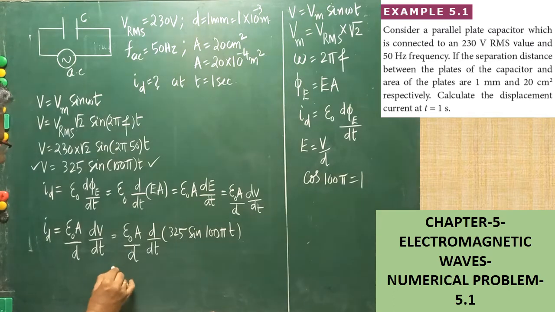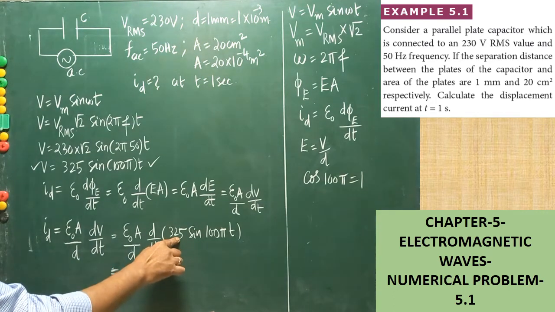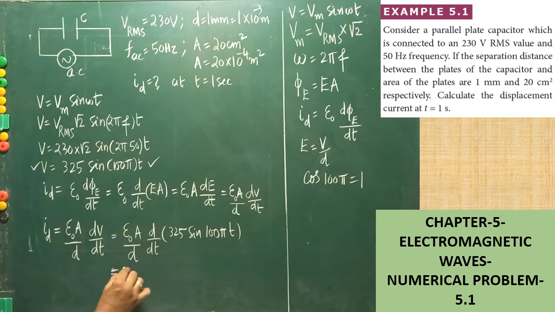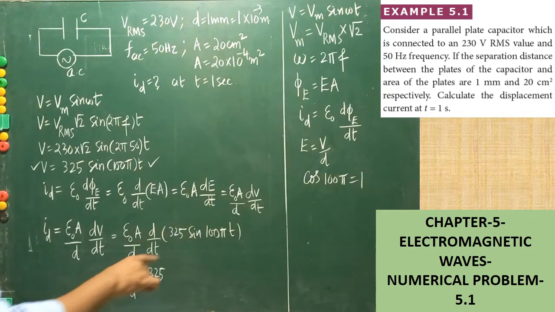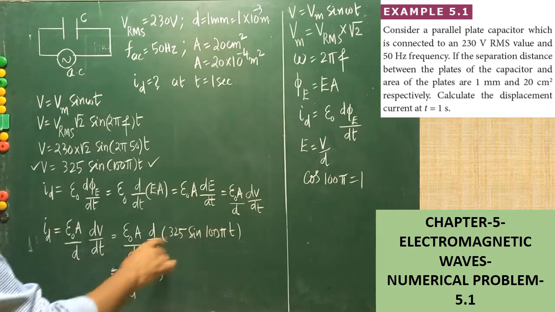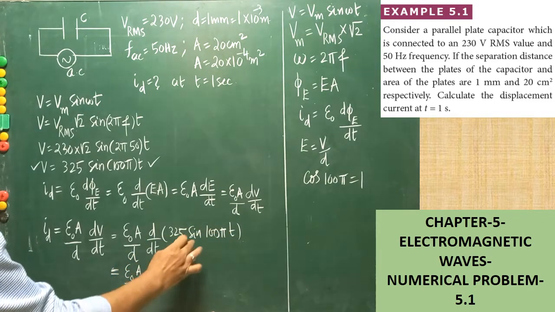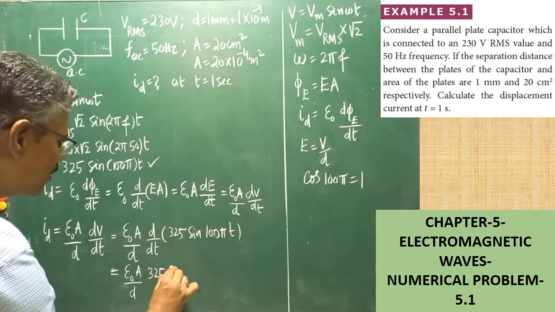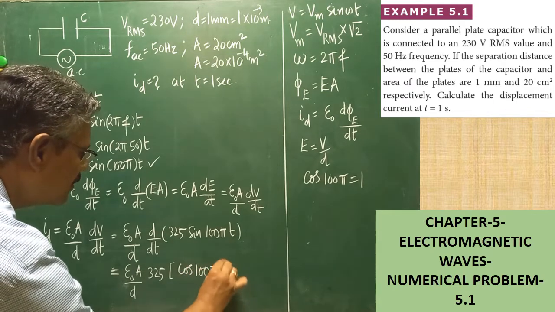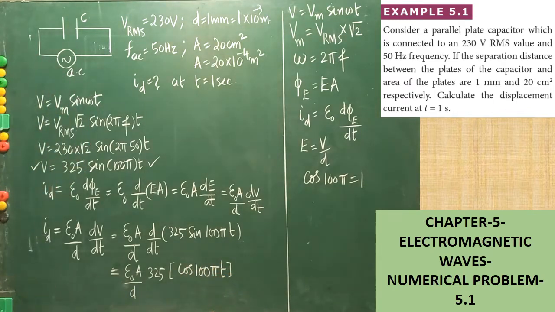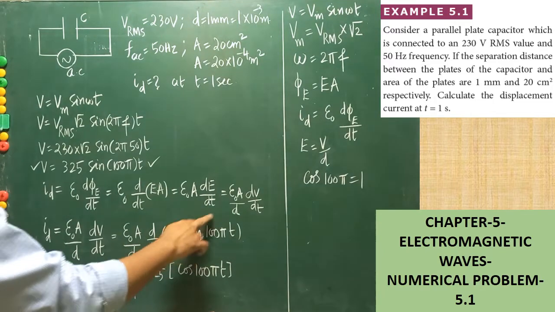Are you clear? Now, the next step: the 325 is a constant that can be brought out to this side, epsilon naught A divided by d. Only this factor is to be differentiated. Which factor? Sin 100 pi t is to be differentiated. Are you clear? If sin 100 pi t alone is differentiated, you will get cos 100 pi t. Understood? Again, this omega t is to be differentiated.